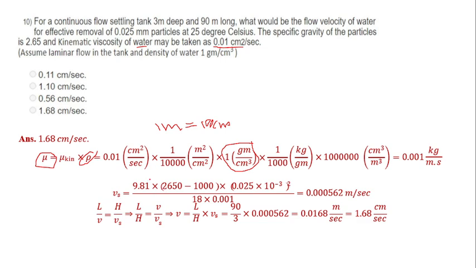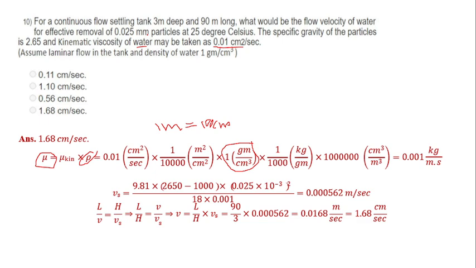So Vs is equal to g into (rho P minus rho) into dP square divided by 18 mu, right? So here g is 9.81, again in meters and seconds. The particle specific gravity is given as 2.65, in gram per centimeter cube. In kg per meter cube, it is 2650, minus 1000 kg per meter cube for water. And then the diameter is given as 0.0025 mm.